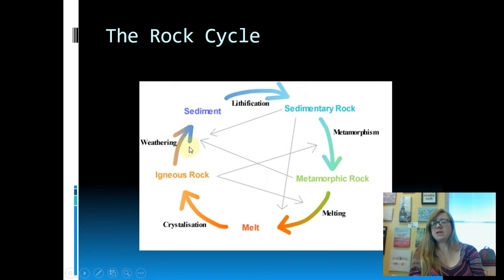Okay, so if something is weathered, so it's broken down into smaller pieces, then it's going to be what we call sediment.